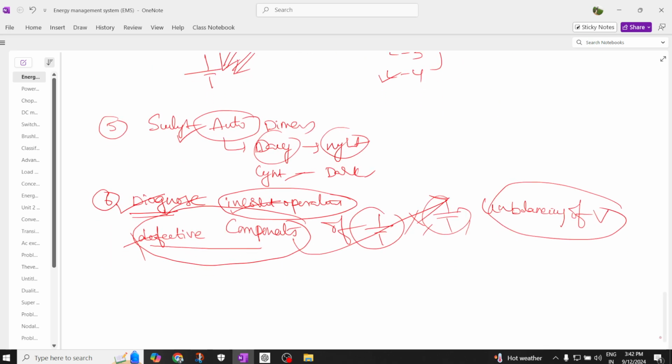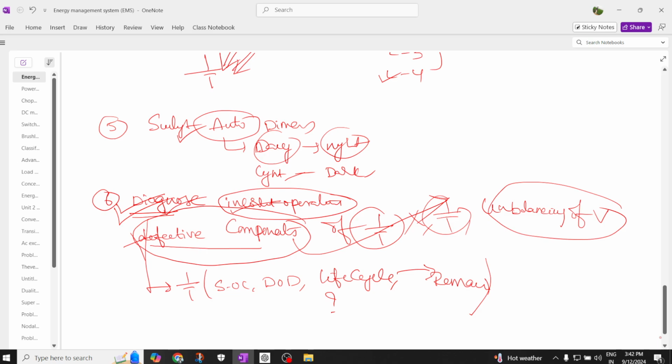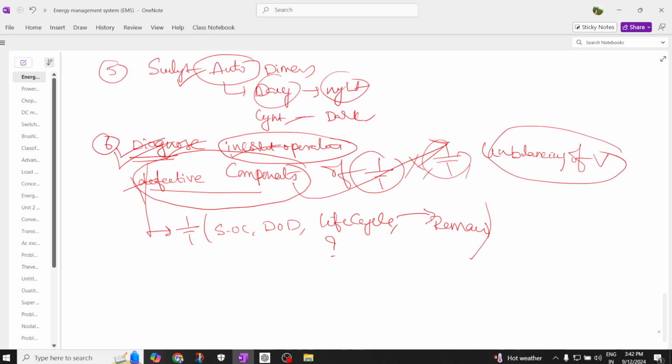And this diagnosis can do the following. For example, in the case of a battery, it will analyze the state of charge of the battery and how much percent it has already been discharged, how many life cycles have already been exhausted and how many life cycles are remaining, and what is the life of this battery. The complete history of the battery will be easily diagnosed with the help of an energy management system. So that's what this energy management system is performing.